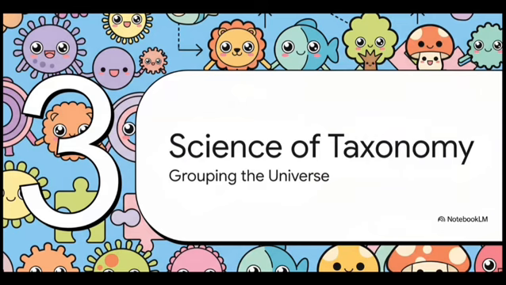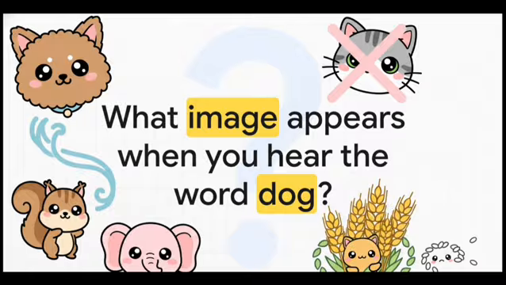All right, moving on to Section 3, the science of taxonomy, or how we go about grouping the biological universe. So now that we actually know how to name an individual organism, how on earth do we group these millions of identified organisms together? Well, let me ask you a quick question. What image instantly pops into your head when you hear the word dog? I mean, you immediately picture a dog, right? You definitely don't picture a cat.